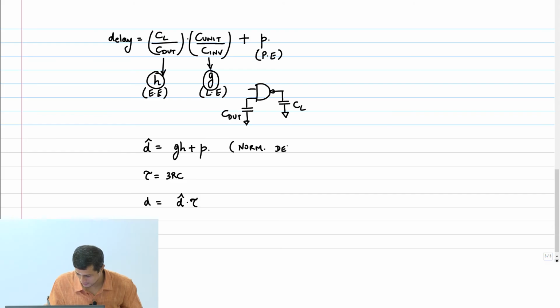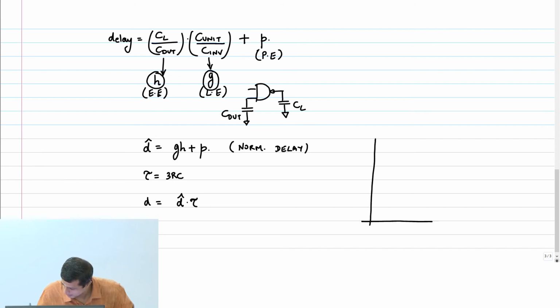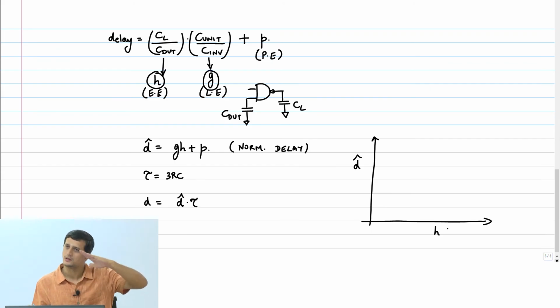Normalized delay. Okay. So what is this saying? If I plot my normalized delay as a function of the electrical effort H, I will get a straight line with some offset on the y-axis, right?